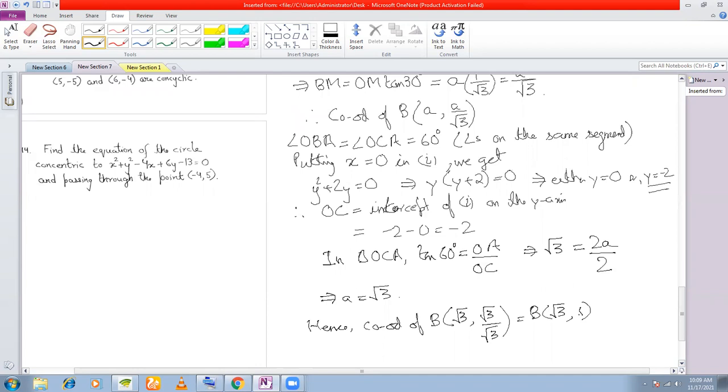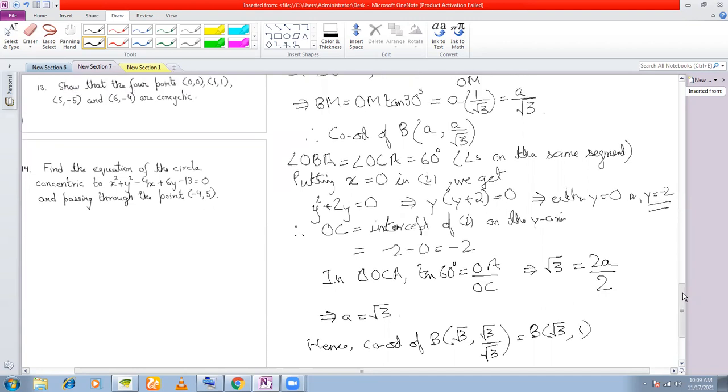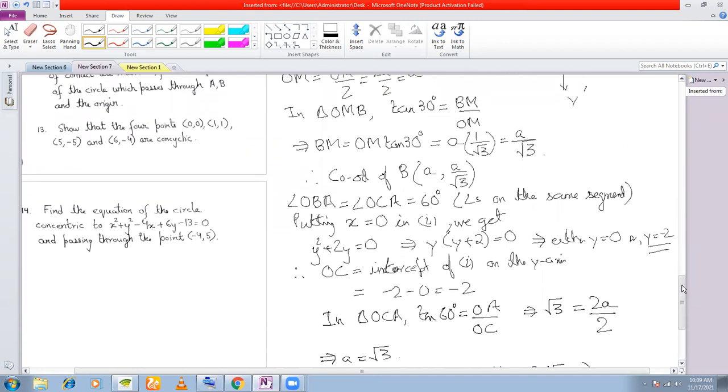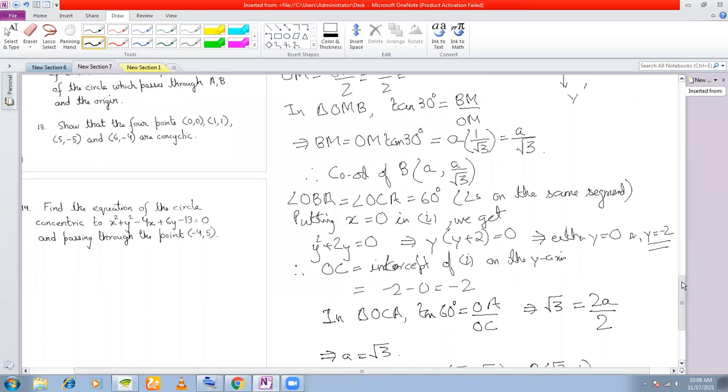Okay. Any question? No question? No, sir. So, in fact, we hardly used any concept of circle here except the intercept part. Okay. So we move on to the next problem then.